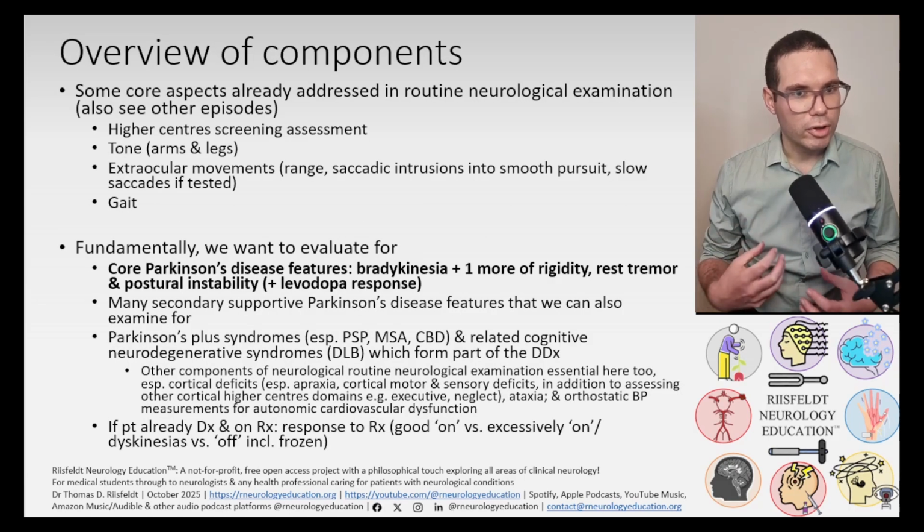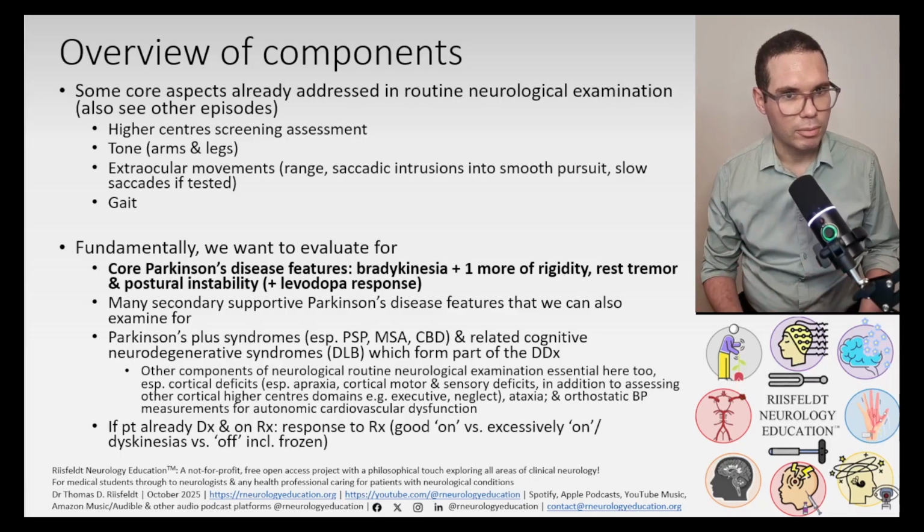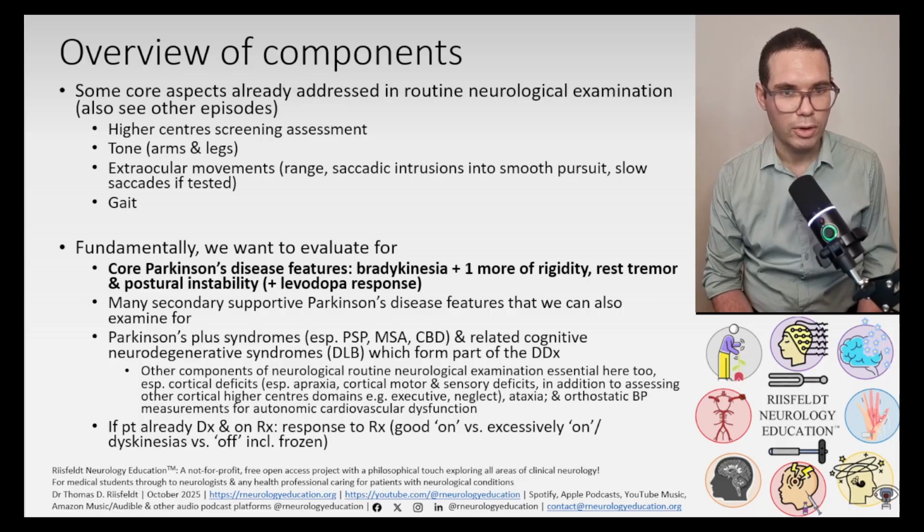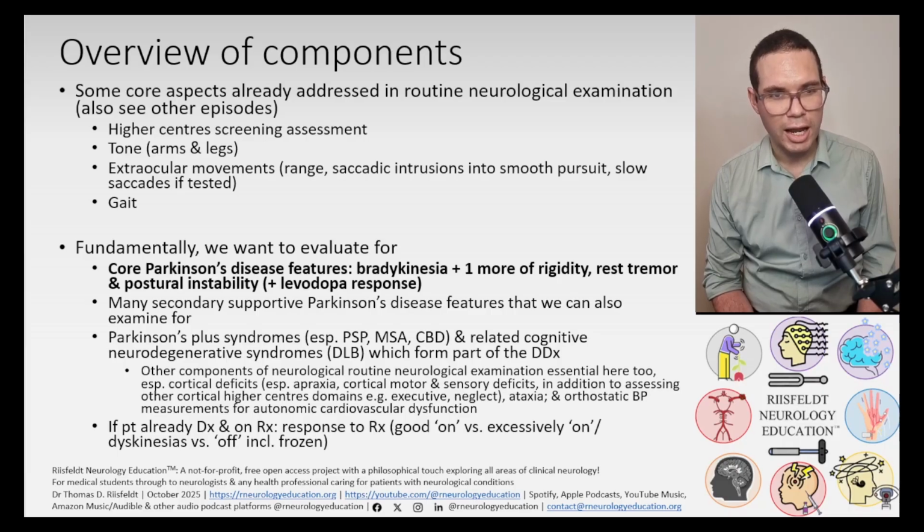Firstly, an overview of the components of the extrapyramidal examination. Some of the core components of the extrapyramidal examination have already been addressed in the preceding episodes on Riisfeldt Neurology Education, addressing the routine neurological examination. So please refer to the cranial nerves examination videos and the upper and lower limb neurologic examination videos for further details here. This includes higher center screening assessments, tone in the arms and in the legs, extraocular movements, including range, saccadic intrusions into smooth pursuit and slow saccades if tested, and gait.